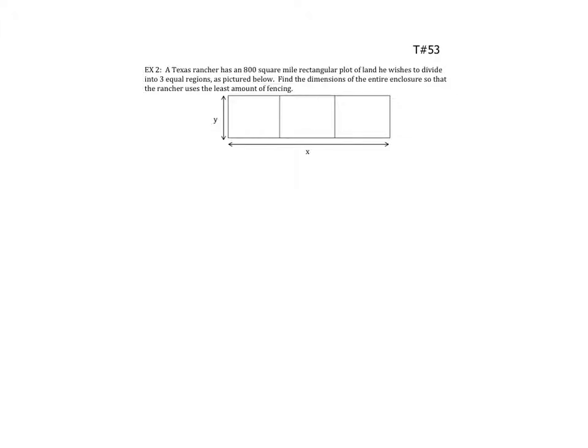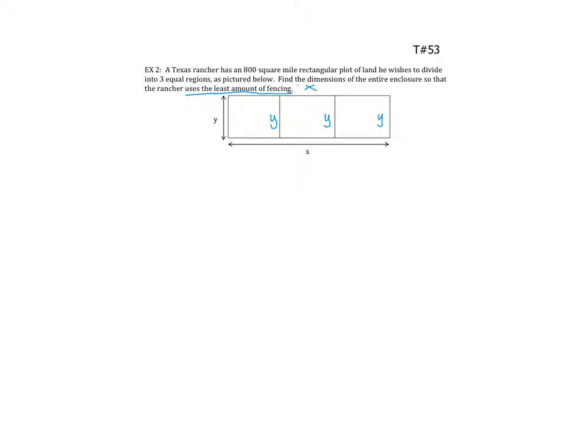Now let's read it again. Okay, find the dimensions of the entire enclosure. So I'm obviously looking for x and y so that the rancher uses the least amount of fencing. Now notice that there's fencing. Every time I have a line, there is fencing. So y'all, you'd be surprised how many people cannot count. Okay, here's a y here, a y here, and a y here. And then you have another x over there.